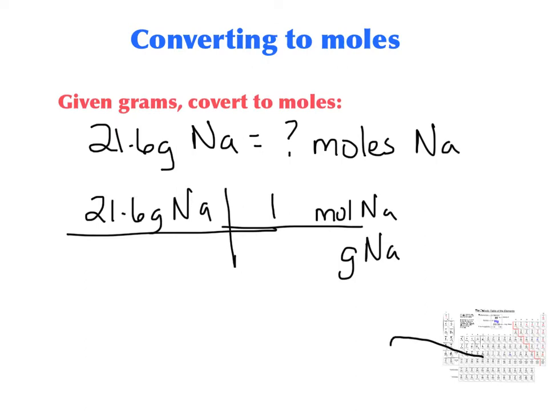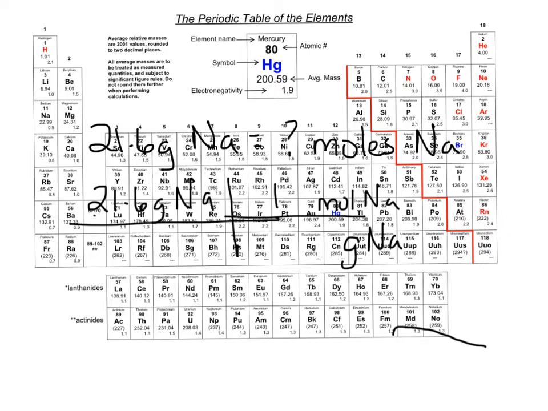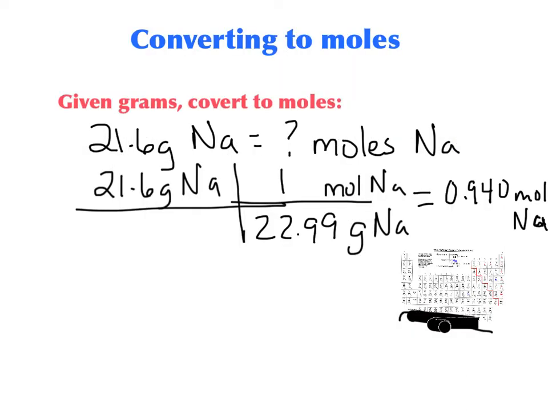I brought our periodic table up right here. Remember, if we look at sodium, up in the corner, this is the molar mass, which means grams per mole, and that says 22.99. So I'm going to put 22.99 grams of sodium per 1 mole of sodium. And then I just calculate that out, and I get 0.940 moles of Na. Now, we're not going to stop there from now on, but we just have to remember that this is the process to go from grams to moles.